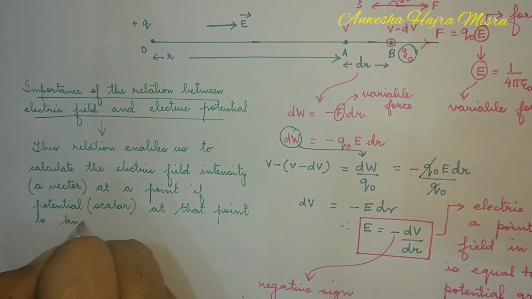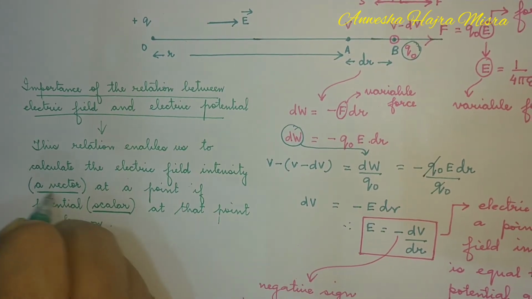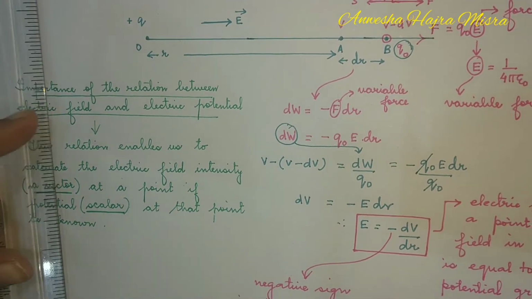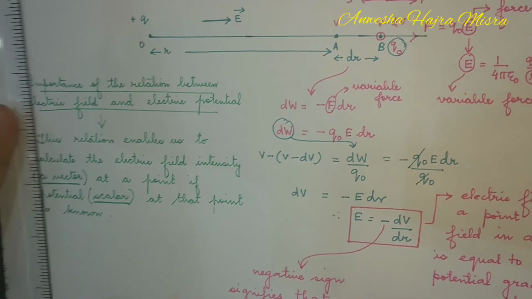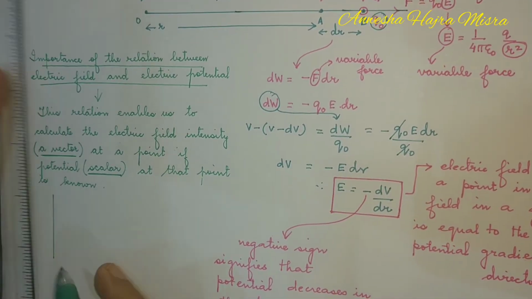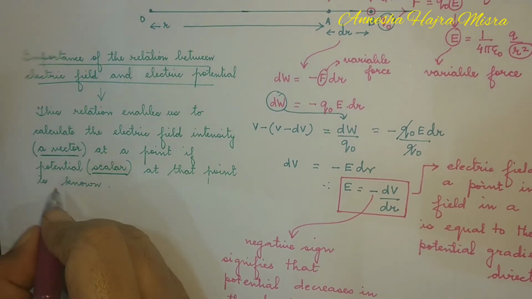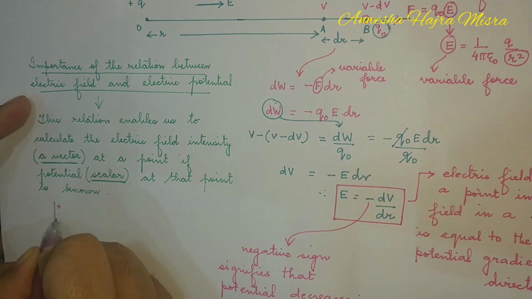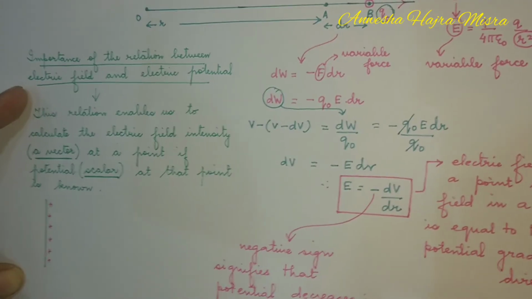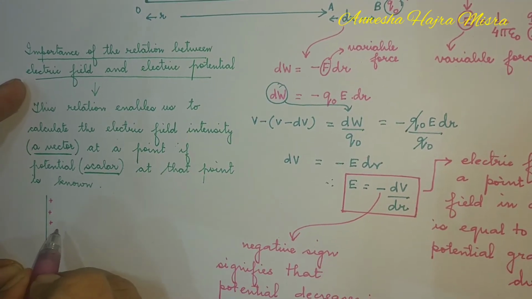See, knowing a scalar quantity, I can find out a vector quantity by this simple relation. Now, how is it so? See, for example, children, you have a plate having positive charge. Now, what is the direction of the intensity? How do you know the direction of intensity?